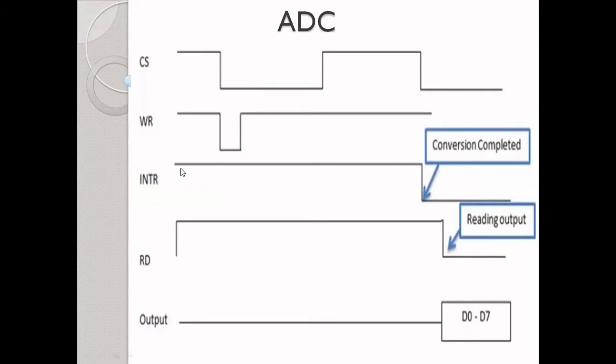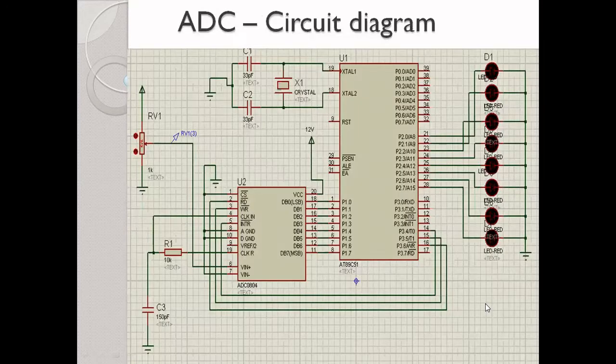Next one is INTR. Initially it is high. When the conversion is completed, automatically it will become low. That is called conversion completed. Another one is called read. Initially the read pin is high. Now you have to make it low, read the data, and send it to the LED display.